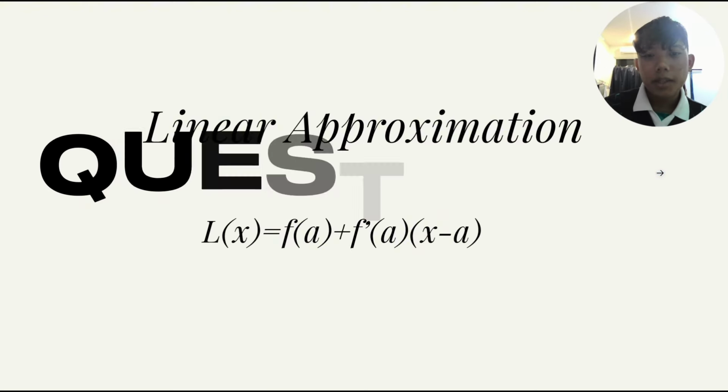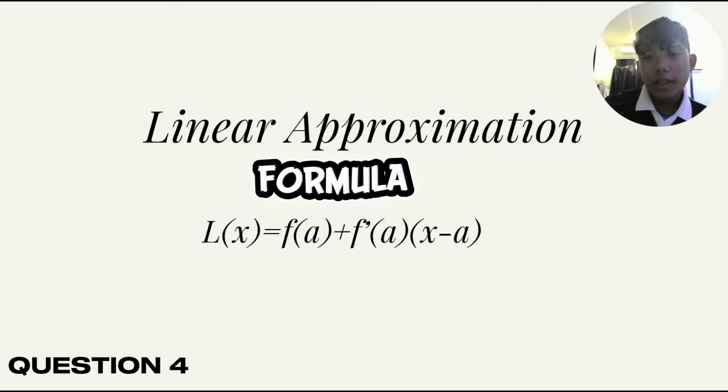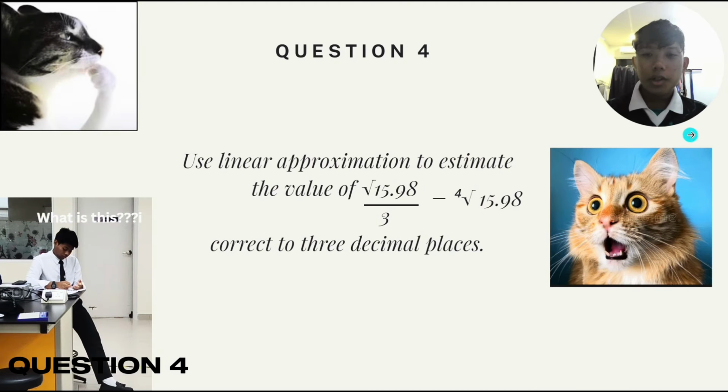Assalamualaikum. Now I will explain about linear approximation. The formula for linear approximation is L(x) equal to f(a) plus f prime(a) multiplied by (x minus a). Moving on to question 4. Use linear approximation to estimate the value of the equation correct to 3 decimal places.